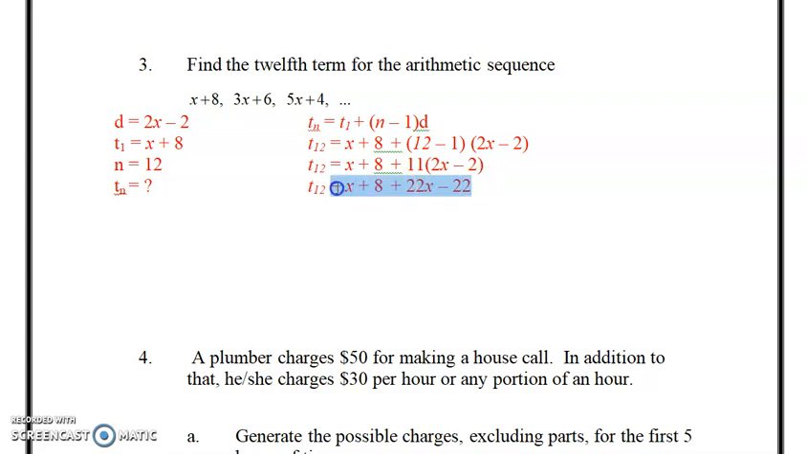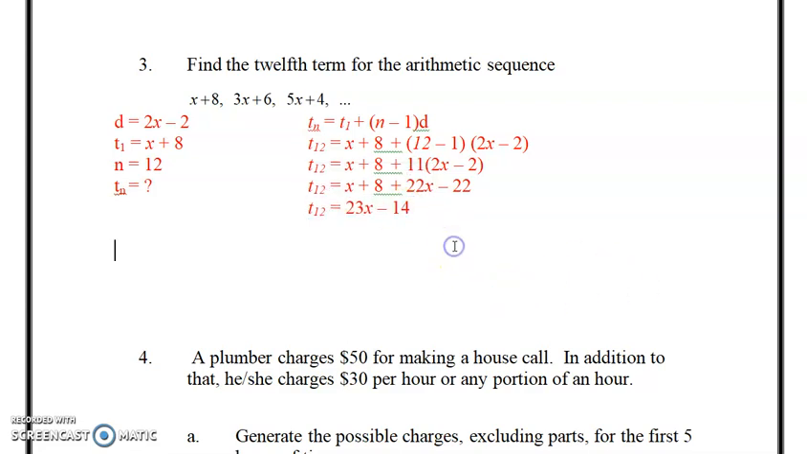And it's at this point now where I can collect my like terms. I have my variable x, and I have my constants. So the x plus 22x is going to give us 23x. And the 8 minus the 22, maybe I'll just write it out. 23x minus 14. 8 subtract 22. And there is my 12th term. My 12th term is going to be 23x minus 14.